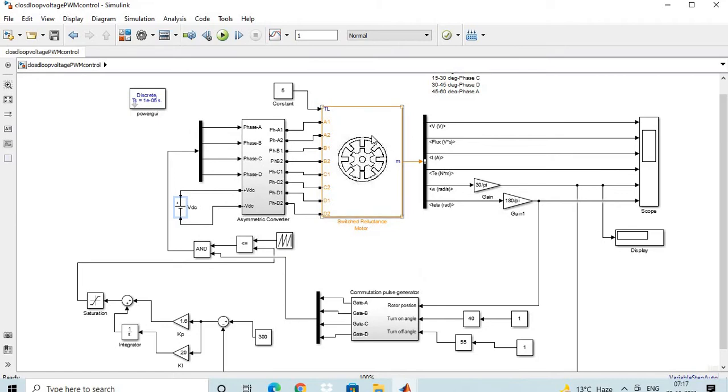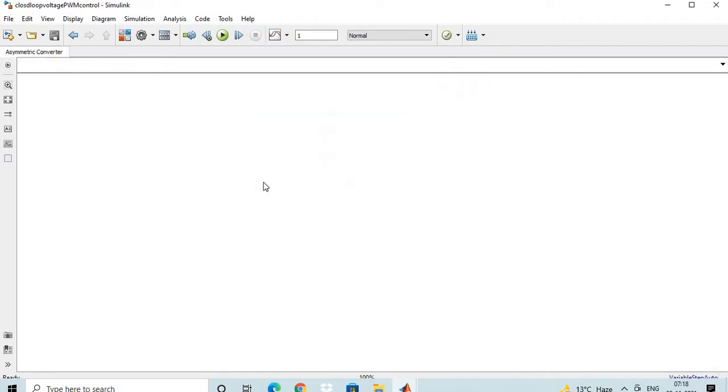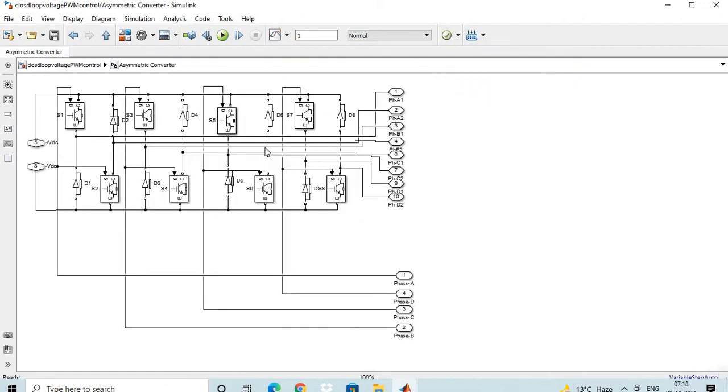So since this switch reluctance motor has a total of 8 stator poles, what will be the number of phases? 8 divided by 2. So this is a 4 phase switch reluctance motor. So for those 4 phases, we have designed the asymmetric converter. When I double click on it, it will show the geometry of the asymmetric bridge converter for the 4 phase switch reluctance motor. Like this, supply is given to phase A, then phase B, phase C and phase D. So this is the asymmetric bridge converter through which supply is given to each phase.